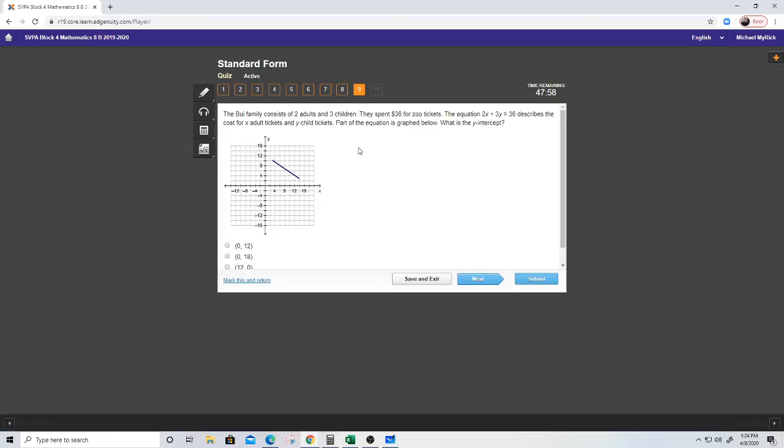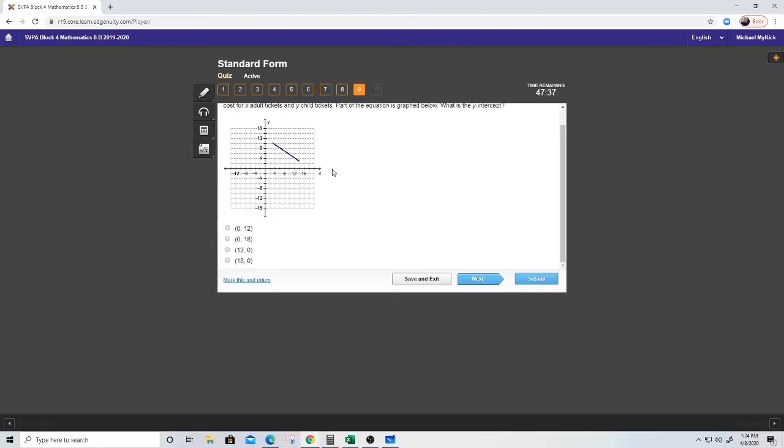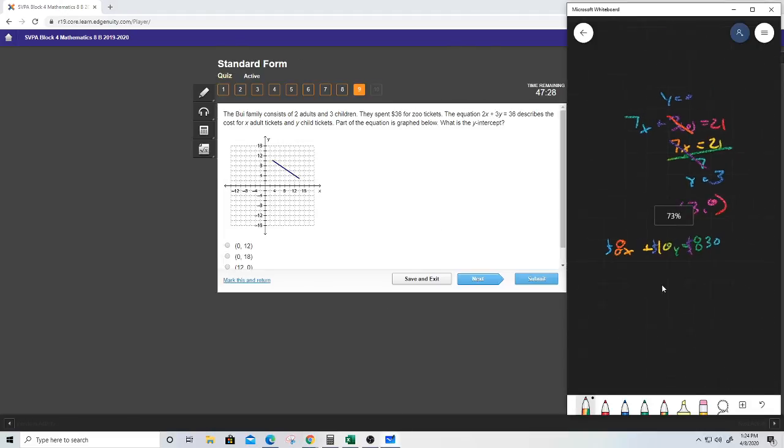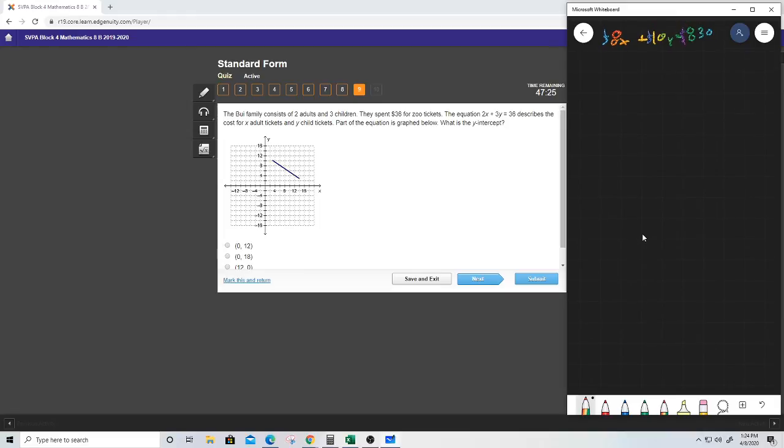The Boyd family consists of 2 adults and 3 children. They spent $36 for zoo tickets. The equation 2x plus 3y equals 36 describes cost for X adults and Y child tickets. Part of the equation is graphed below. What is the Y-intercept? Ooh. So I wonder what they want us to do here. Get out the old ruler and just trace that bad boy, or use the mathematics. Looks like they want us to use the math, and then the graph is there to kind of help us if we get lost. But 2x plus 3y equals 36, right? And they want to know the y-intercept.